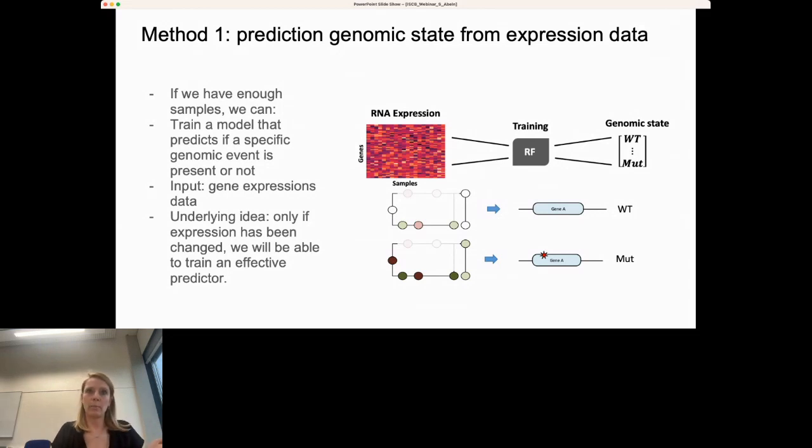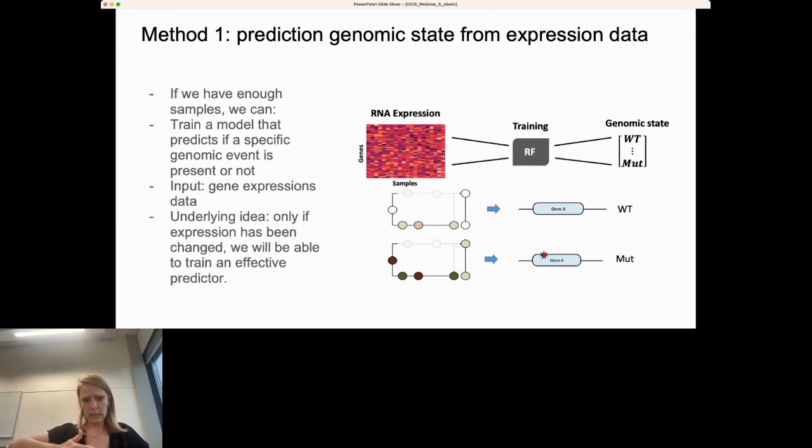So for example, we take the P53 gene and we see if it has a mutation or not. Those that do not have a mutation are wild types, and those that do have a mutation are labeled as mutated. And so what we're asking is, based on this expression data for each sample, can we already predict whether this specific gene is mutated or not?